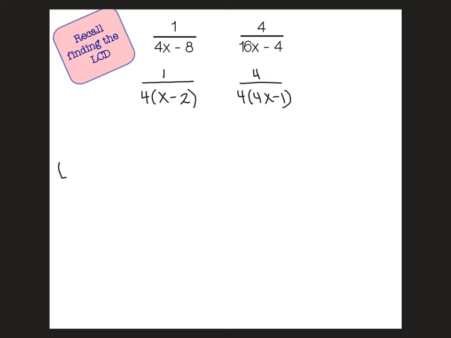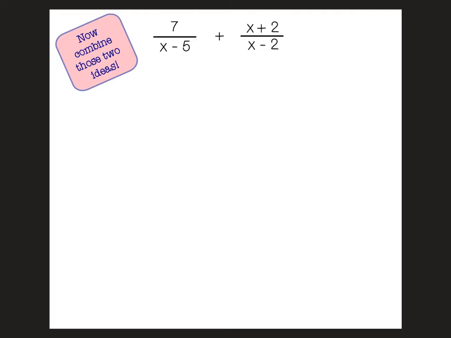To find the least common denominator, you write down the entire first denominator. So I'm going to write down 4 times x minus 2. And then I want to look in the second denominator to see if there's anything I've already written down. I've already written down 4, so I don't need to include it again. But I haven't written down 4x minus 1, so I do need to include that. So this would be my least common denominator, 4 times the quantity x minus 2 times the quantity 4x minus 1.